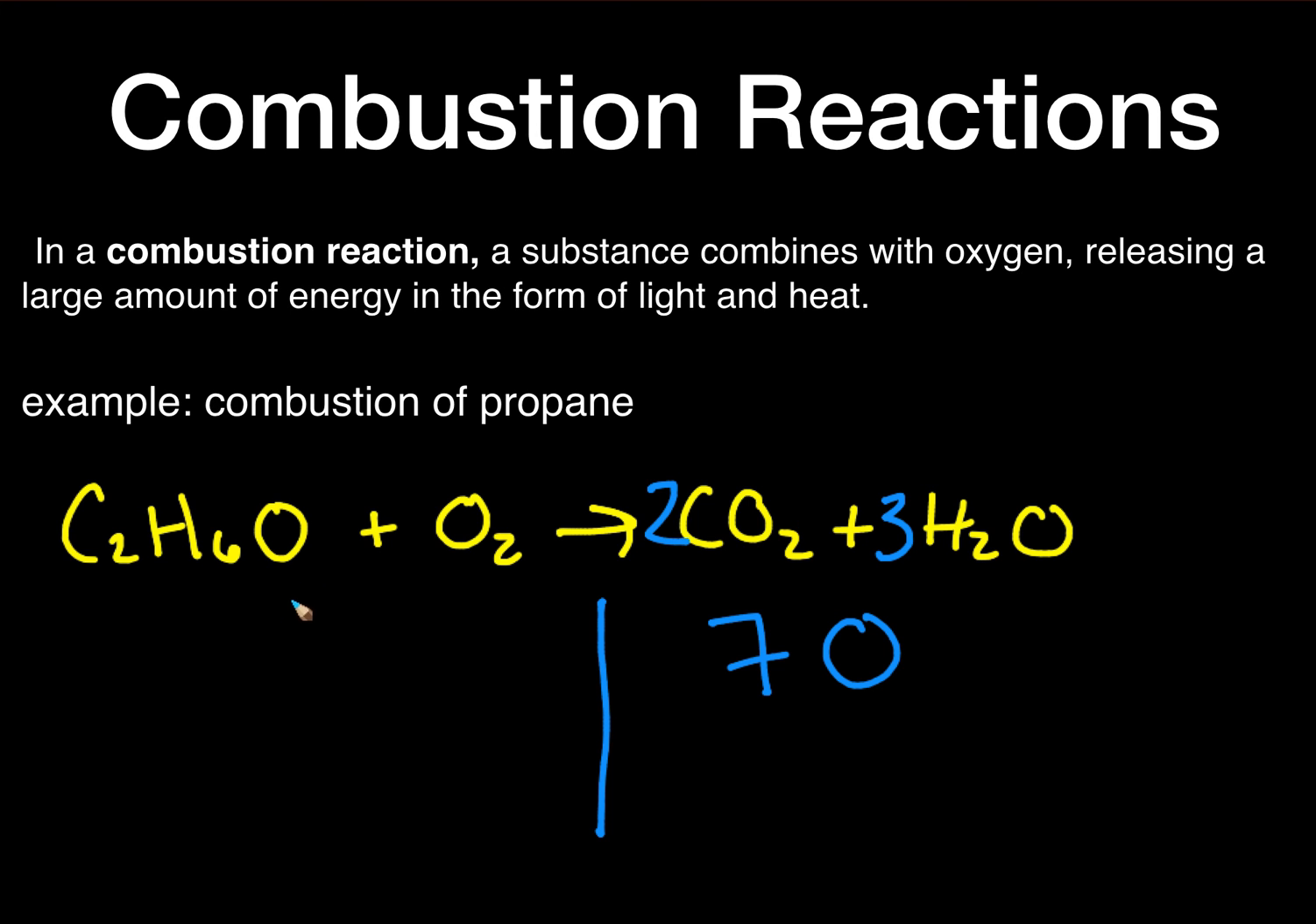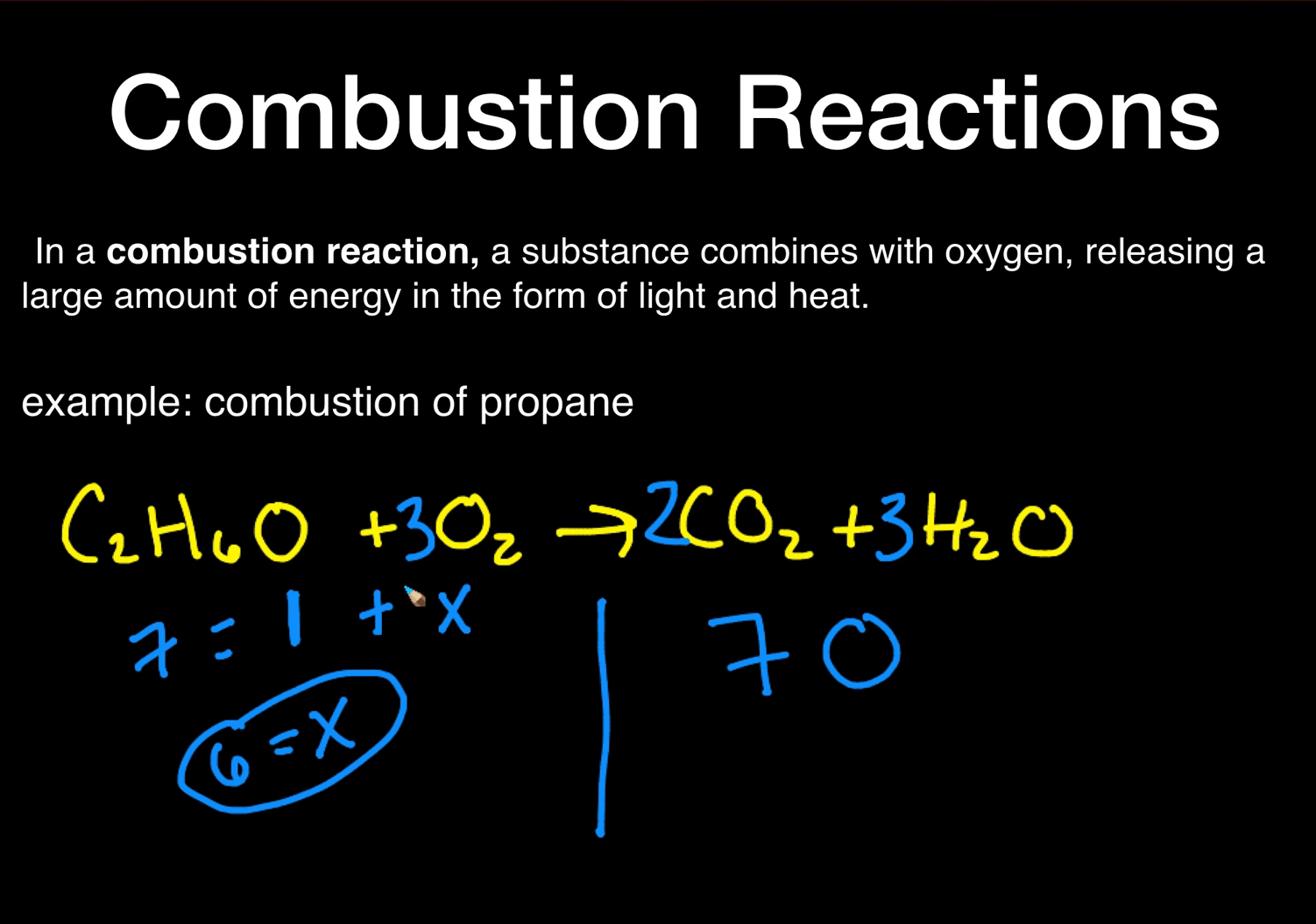So we'll just treat this as 1 oxygen. We want to get to 7. You have to treat this as an algebra equation if you want to. That'll be our x, our variable. If we did this, x would equal 6. So 2 times what will give us 6? That would be 3.